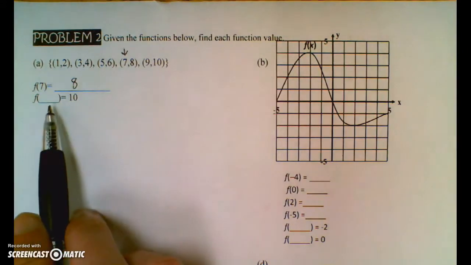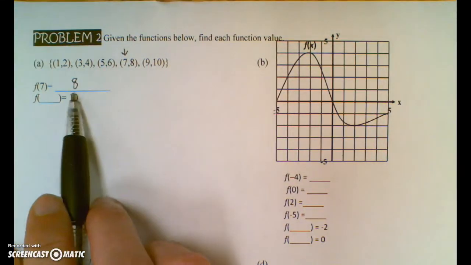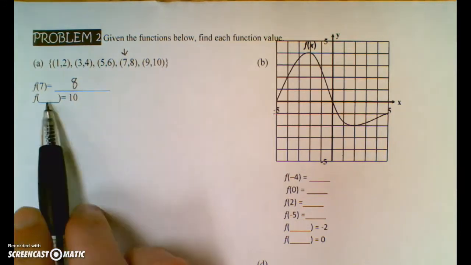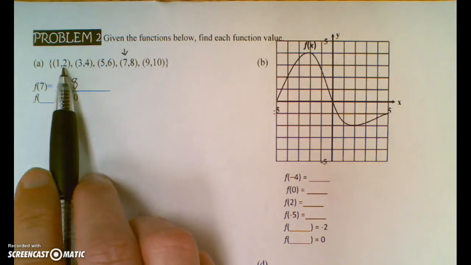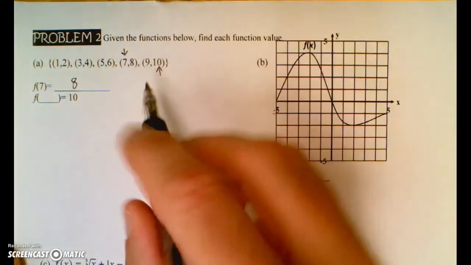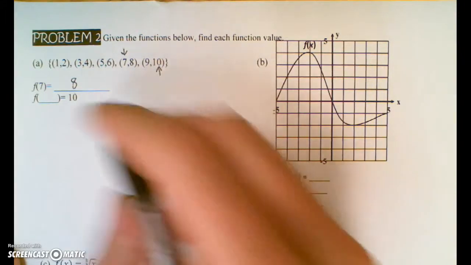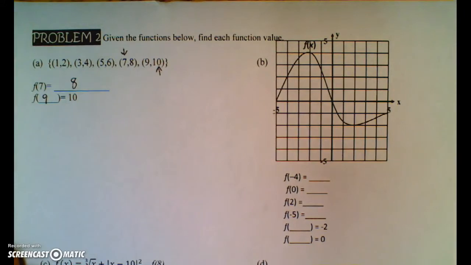Now be careful, the second question of this letter A is giving you an output value, and it's asking you what number do I input to get 10. So I look at my y values this time, and I find 10. So to get 10 as an output, I have to input 9. And there's my evaluation using ordered pairs.